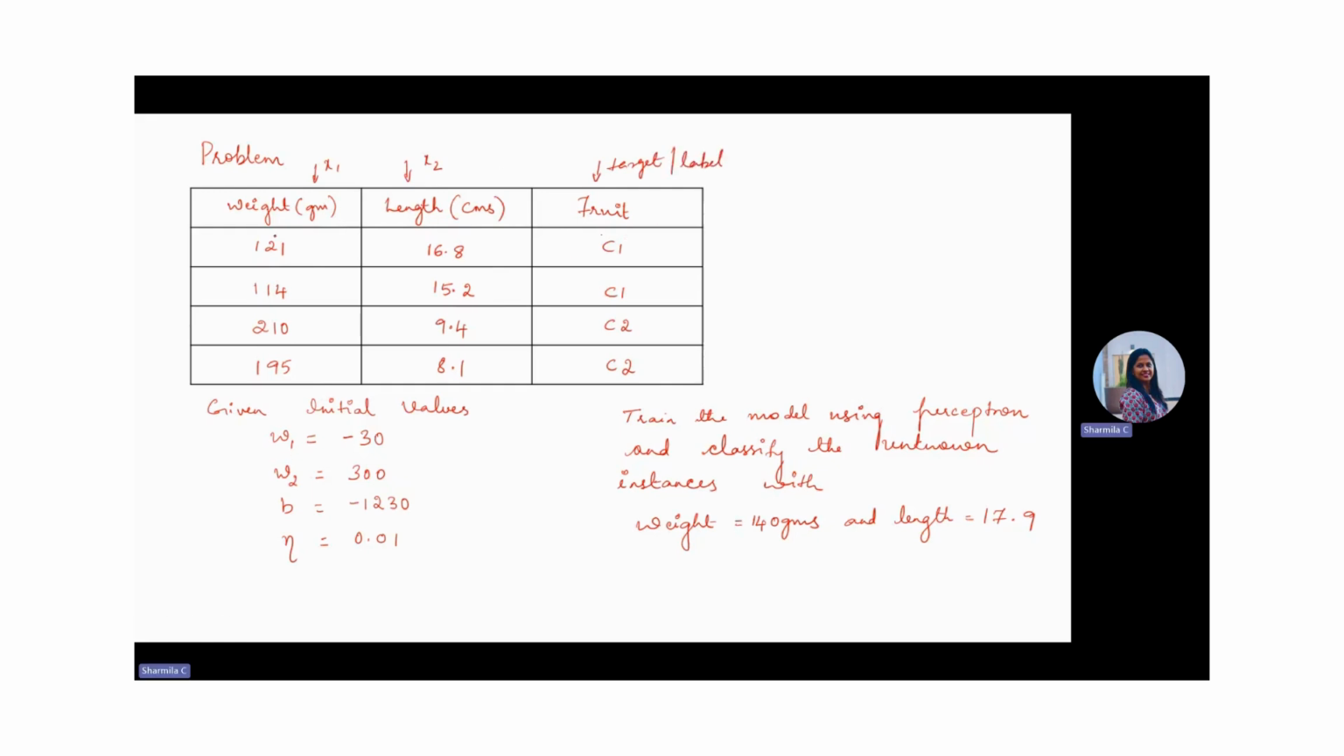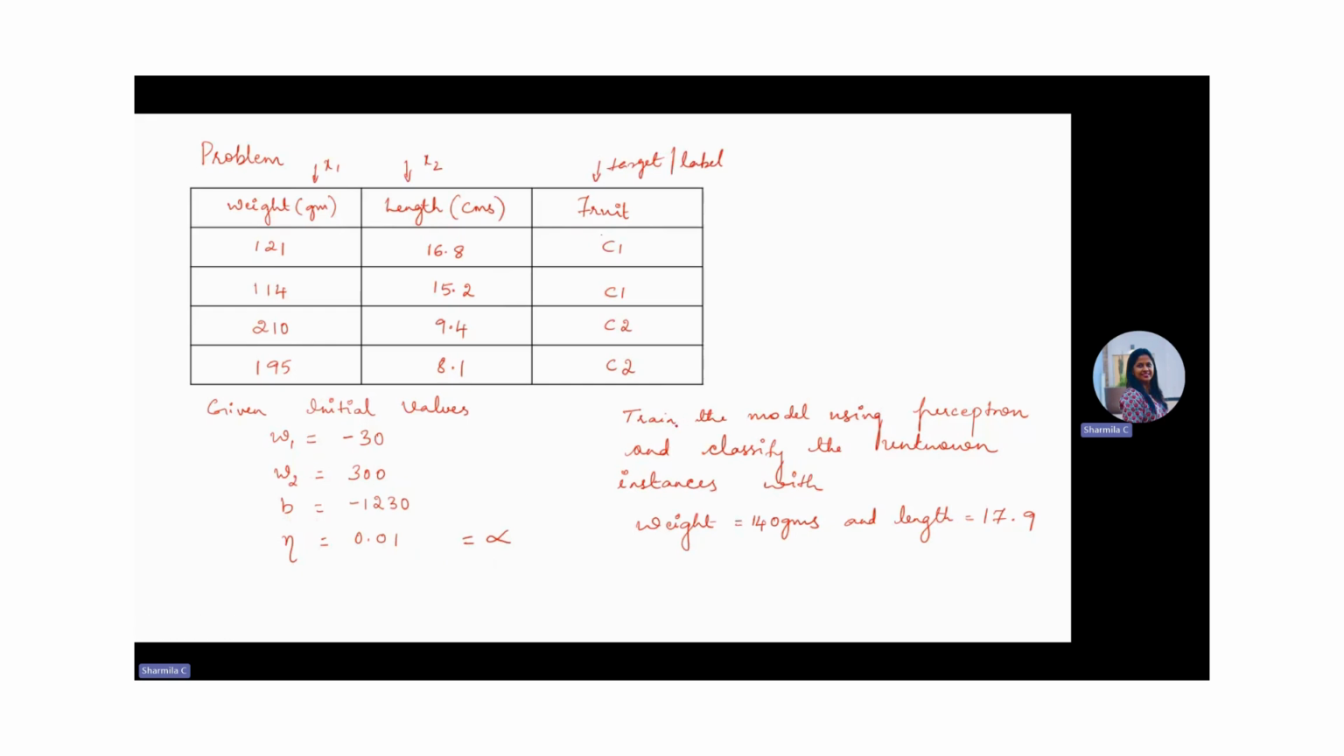So initial weights for these inputs are given. W1 equals -30, W2 equals 300. Bias, a constant, is given as -1230, and the learning rate is 0.01. Sometimes this learning rate is also represented with the alpha value. So either this value or this notation.